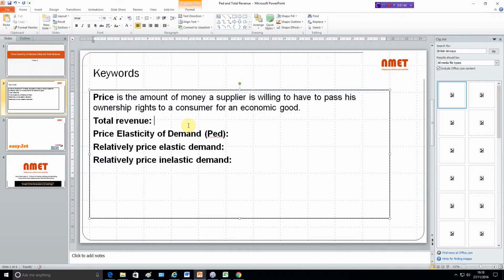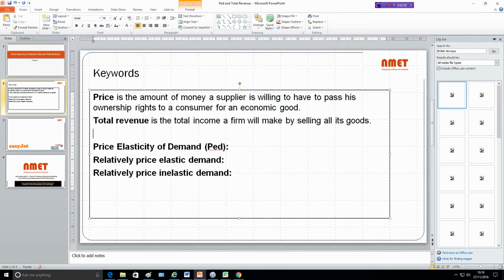Total revenue is the amount of money that a business makes by selling a product. It's not a profit. It's how much money goes into the business. It's the total income a firm will make by selling all its goods.